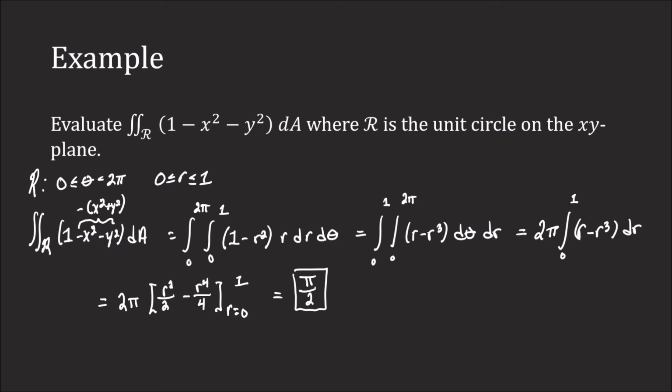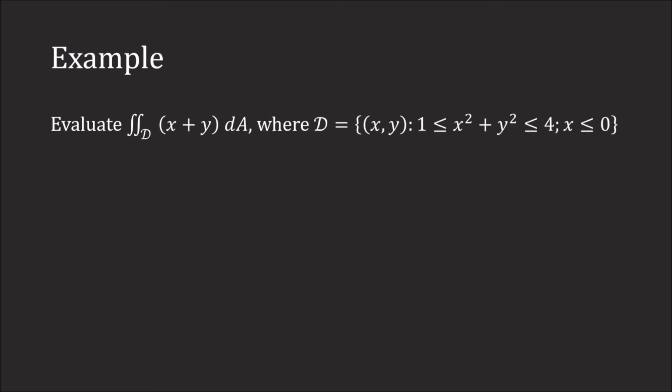So let's now evaluate this integral. So the integral of x plus y dA, where the region is the set of xy such that 1 is less than or equal to x squared plus y squared, which is less than or equal to 4, and x has to be less than or equal to 0. So let's try and sketch out this region.